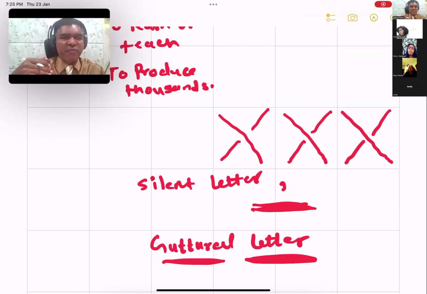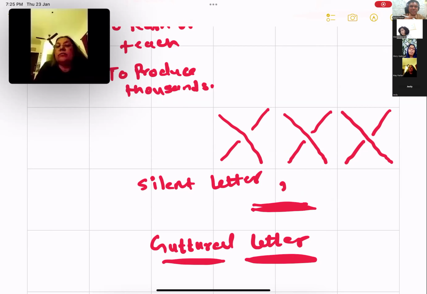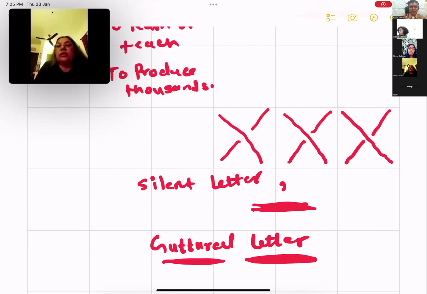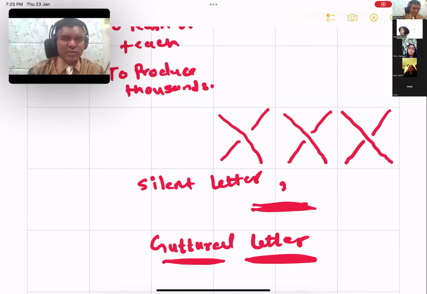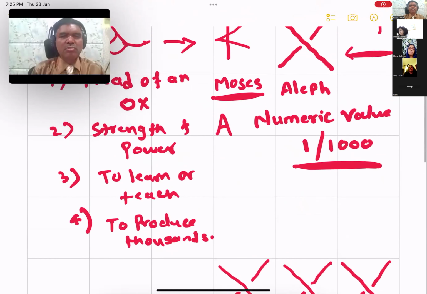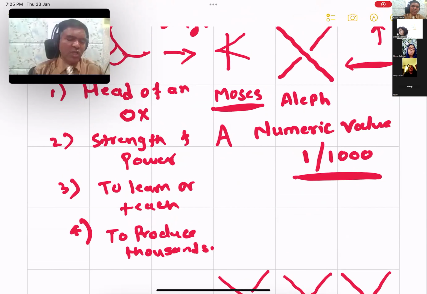Aleph. Look at me, I'm pronouncing it. Aleph, as if you are blowing the air from the gutters. Aleph. So it is a silent letter. To remember, it is a silent letter. And we are going to learn so much of the revelation of the Aleph.